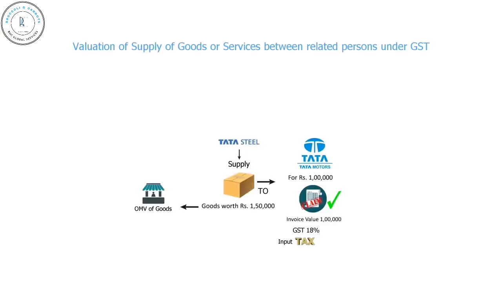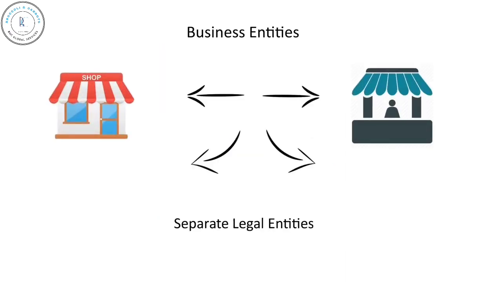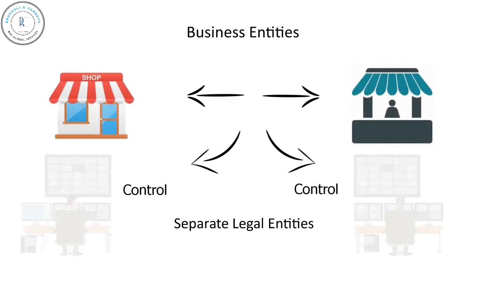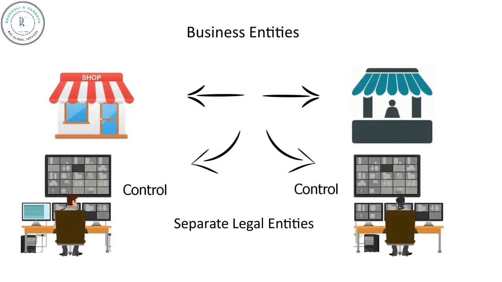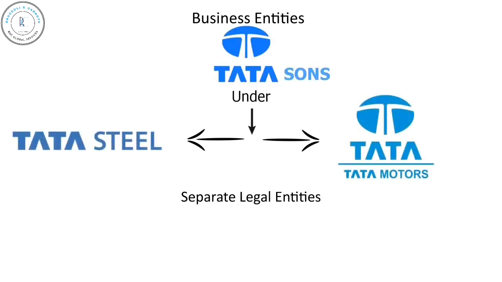Today we shall be discussing the concept of valuation of supply of goods or services between related persons under GST. Business entities which may have separate legal existence while sharing a common control fall under the definition of related person under GST law. For instance, Tata Steel and Tata Motors are both considered separate legal entities under Tata Sons, even though the former supplies inputs to the latter.